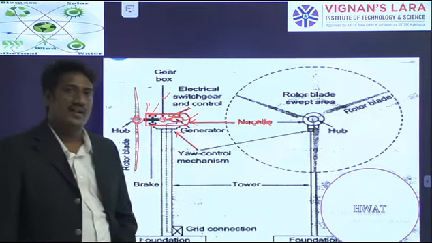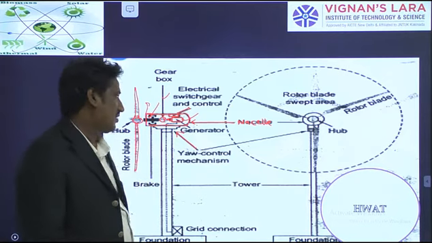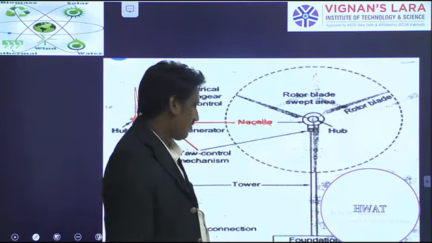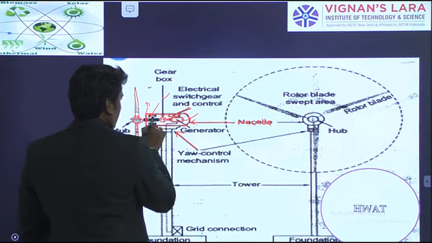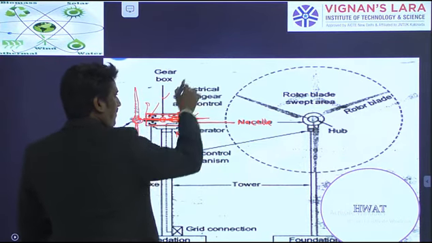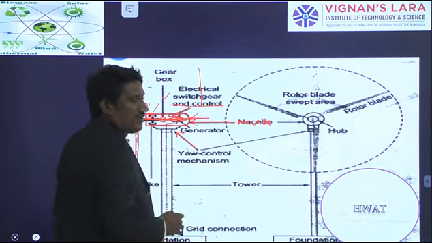Nacelle contains all the important equipment that you can observe. The same diagram, the front view, you can observe here. If you observe here, the shaft is horizontal with respect to this line, and vertical with respect to depth.